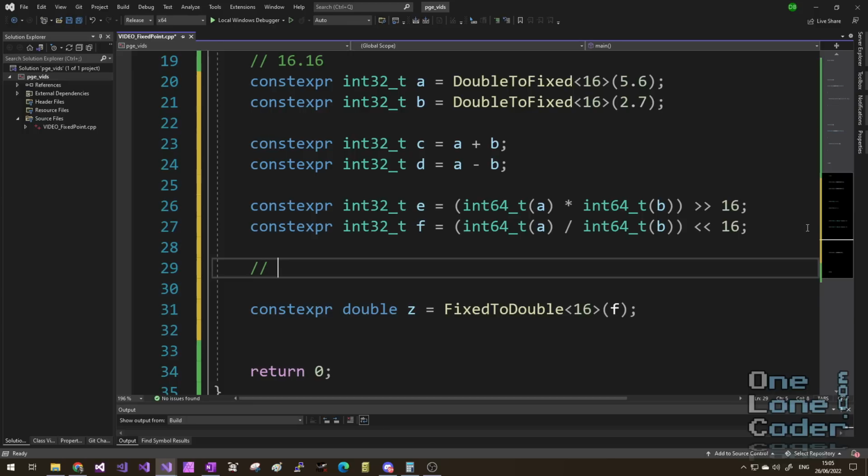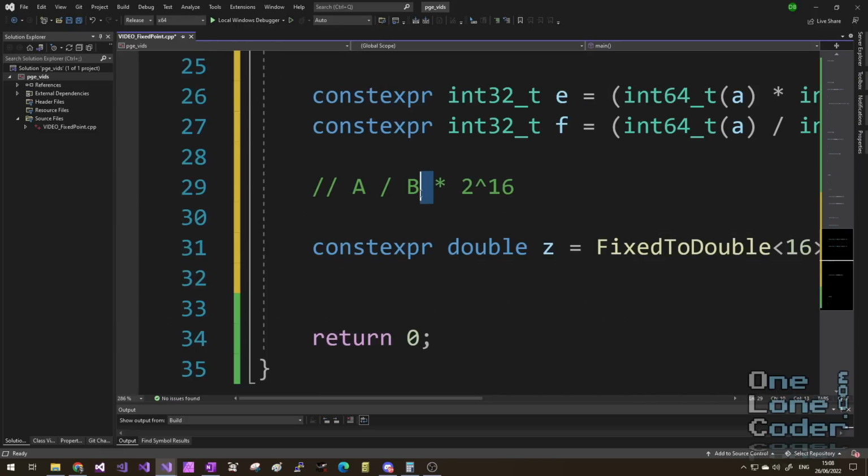What we have here is effectively A divided by B multiplied by 2 to the 16. In this example, A and B are integers. And of course this is an integer divide, and integer divides throw out information. So here we have two similarly scaled integers, which we then divide, throwing out information, and then we scale back up. But given that division and multiplication have the same precedence, we could do this in a different order to give us a more accurate integer divide.